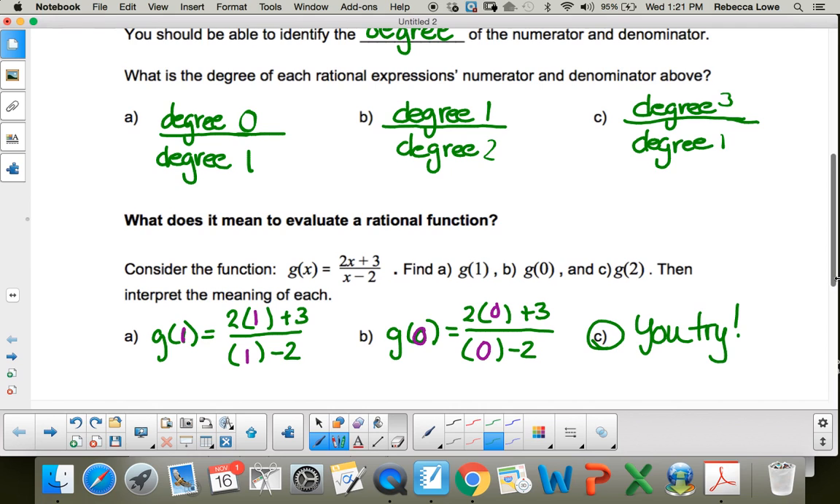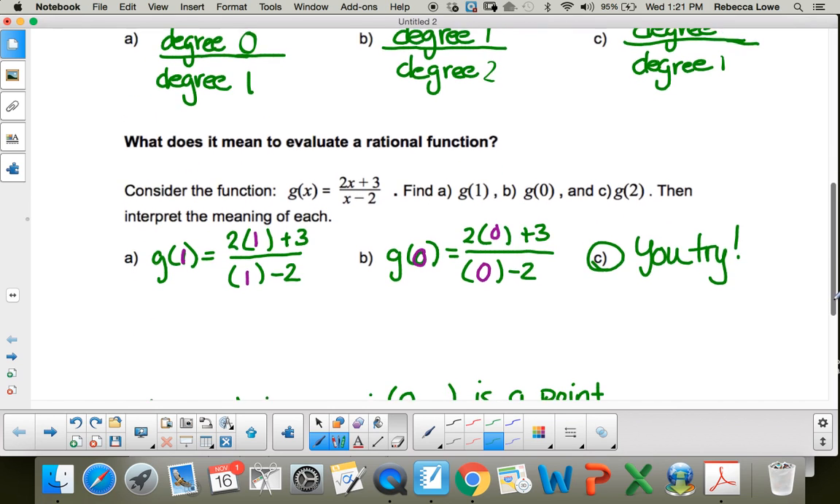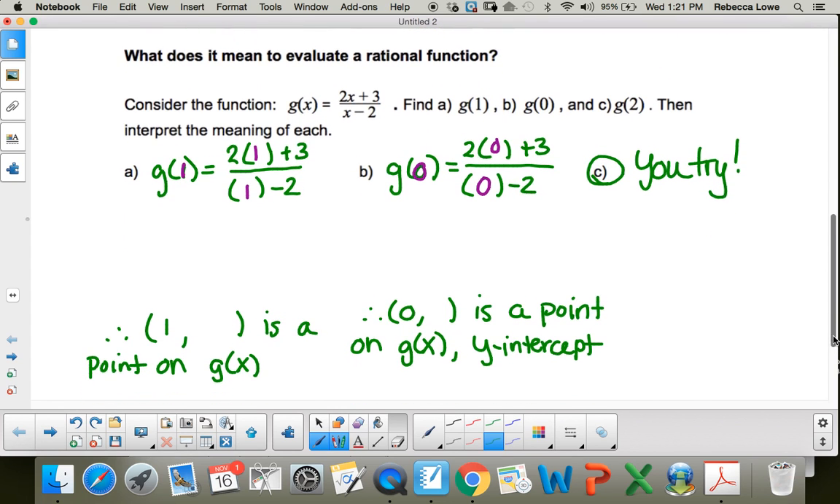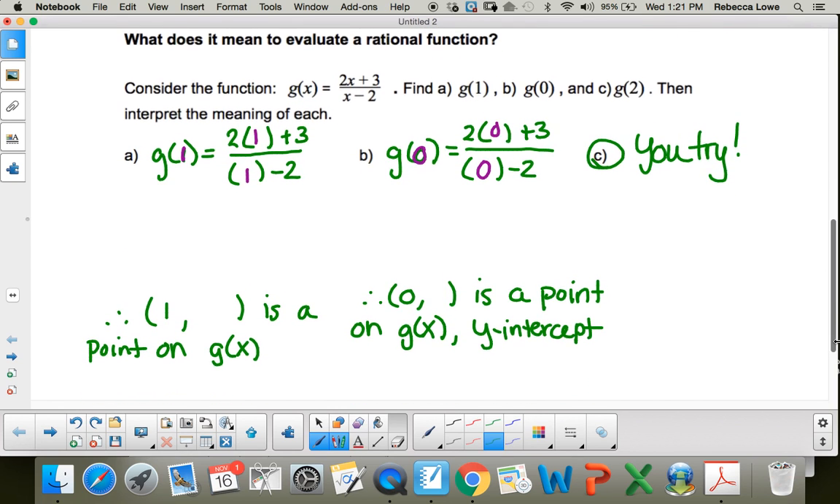What does it mean to evaluate a rational function? Well, we have done this before. We've done plenty of evaluating. So basically, you're plugging in an x value or an input value, and you're getting an output. So we're going to find g of 1, g of 0, and g of 2. It's very important that you have proper notation. Notice I replace the x values with 1.